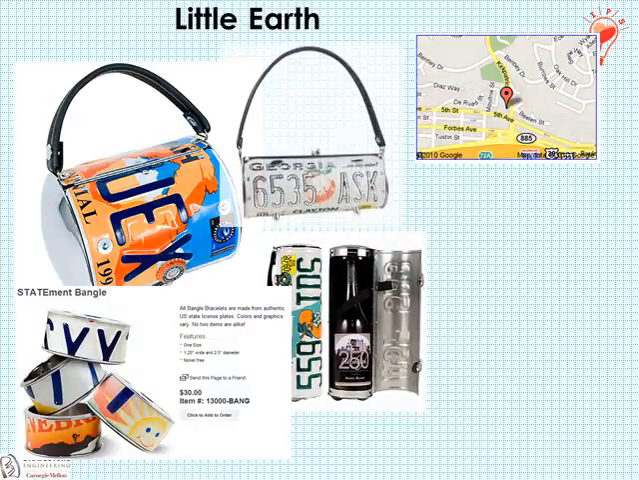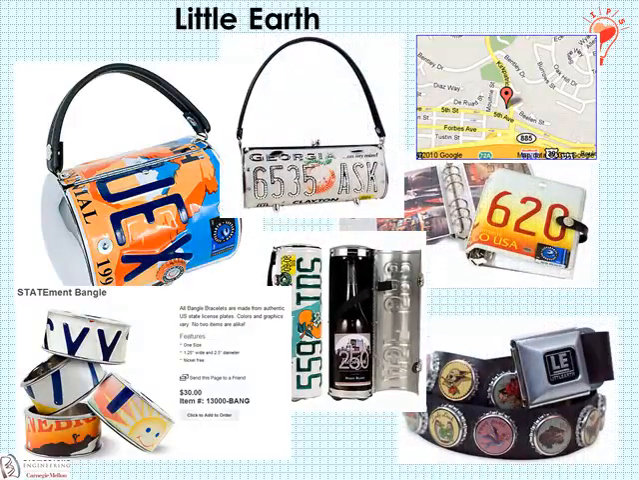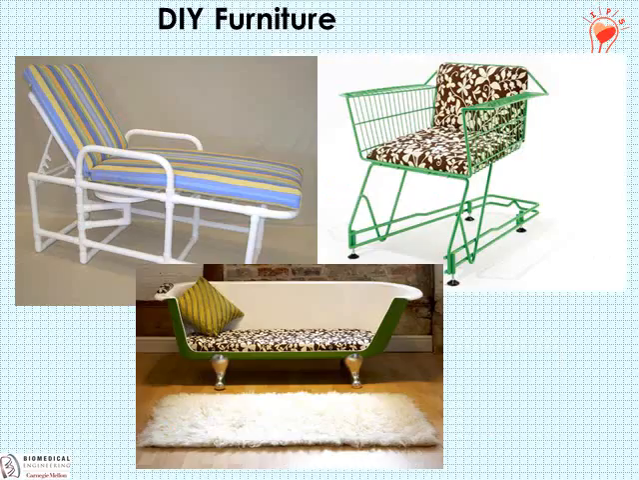In Pittsburgh, there's a small company known as Little Earth. They've been around for a while, and their claim to fame was repurposing old license plates into handbags and all kinds of other accessories. More recently, they started using seat belts as part of their product line. They still exist today. You can see them from time to time in various craft stores around town and elsewhere too. Here's an example of some different kinds of furniture made out of PVC pipe, an old shopping cart, even a bathtub.